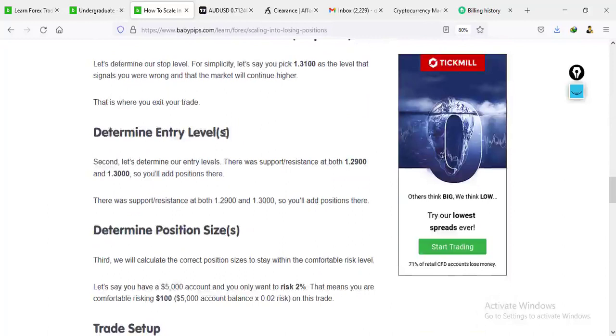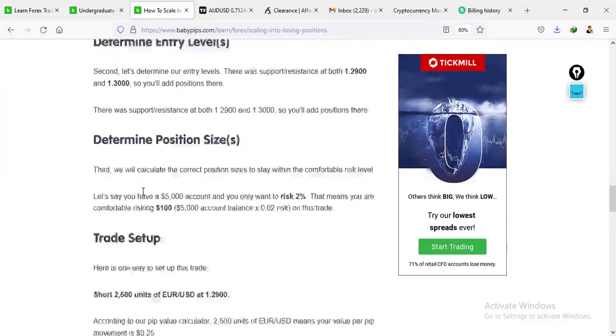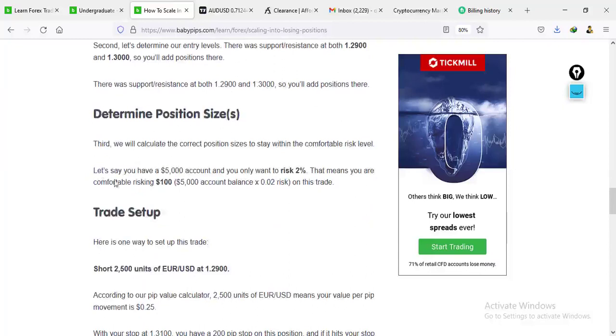So determine your entry levels. You can pick one at the support-turned-resistance level at 1.2900 and another at 1.3000. Then determine your position sizes. Let's say you have a 5k account and you only want to risk 2%. That means you are comfortable risking $100. So 5,000 times 0.02 on this trade is very doable.